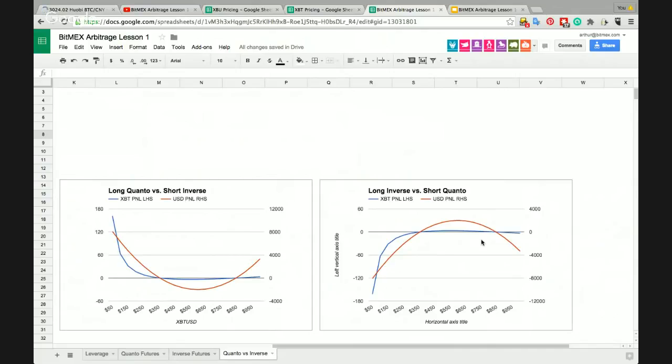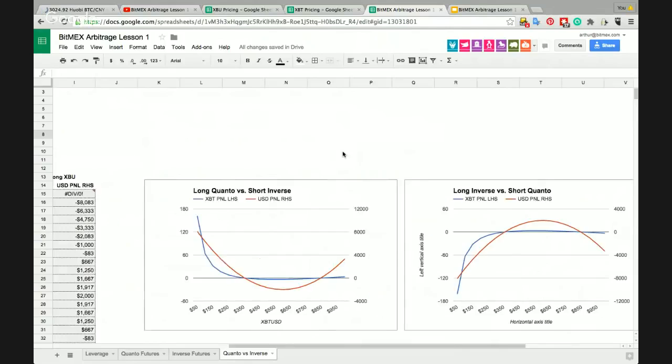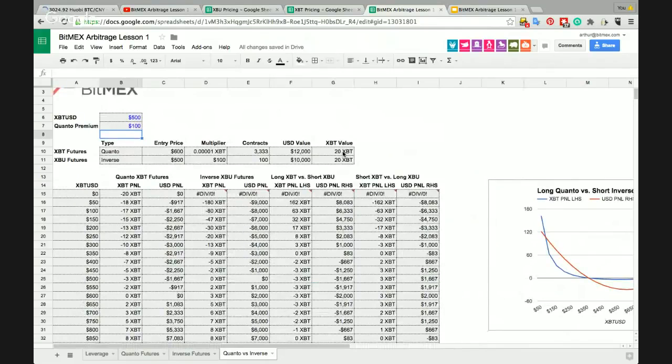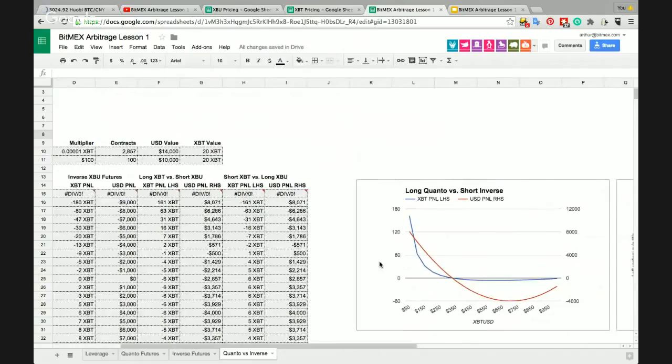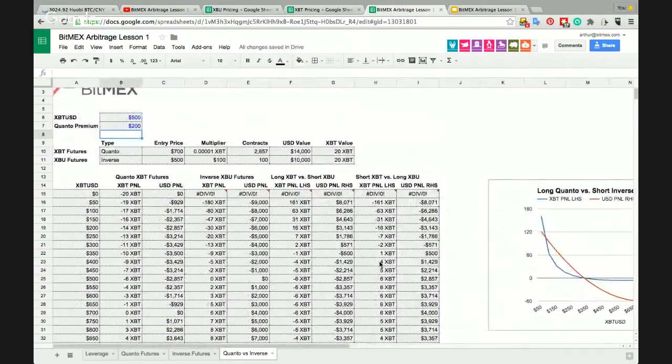And on the other side of the coin, if we want to sell volatility or go long inverse short Quanto, we benefit when the market does not move in an extreme fashion. But if the market does trade outside of our break-even points, we stand to lose money in a non-linear fashion. So does that mean that you should always be long Quanto and short inverse? Well, no. You have to look at how much you are paying for this volatility ticket.